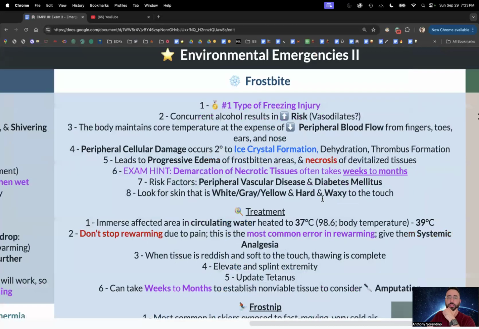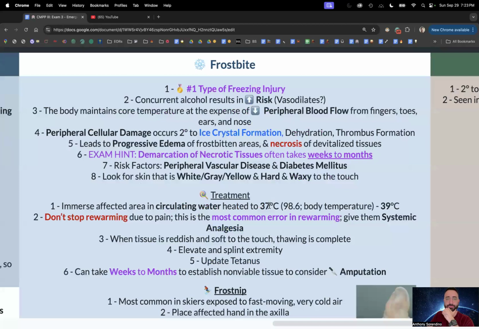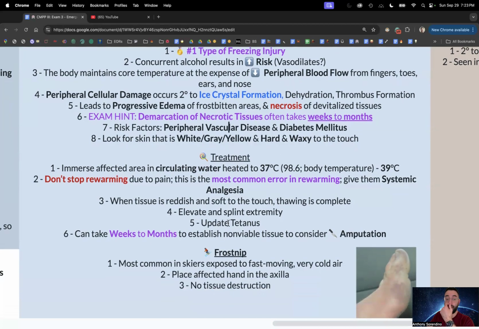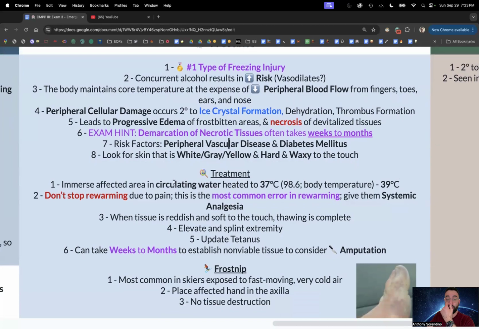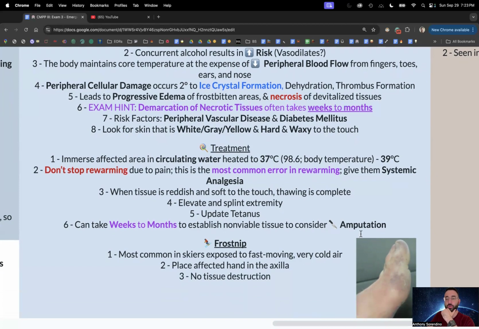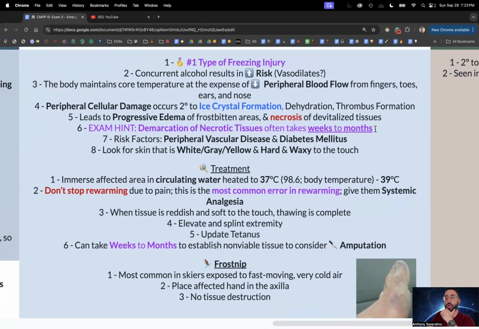All right. Frostbite. So if you treat somebody for frostbite by immersing them in circulating water, necrotic tissue, like where their skin died, takes weeks to months. So you'll treat them, you'll get their foot or whatever warm, but you won't actually know what died for weeks to months. So that's really important.